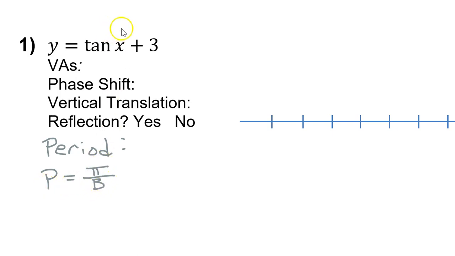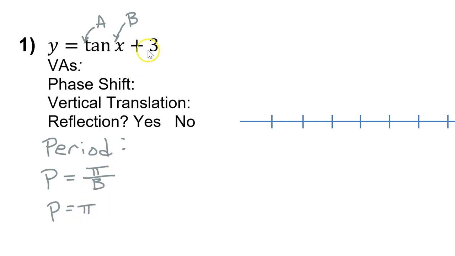Okay, now, in this problem, the a value is 1. There's no amplitude anyway, but the a value is 1. The b value would be right here if there was one, so the b value is 1. That means that the period is just going to be pi, the standard period for a tangent function.